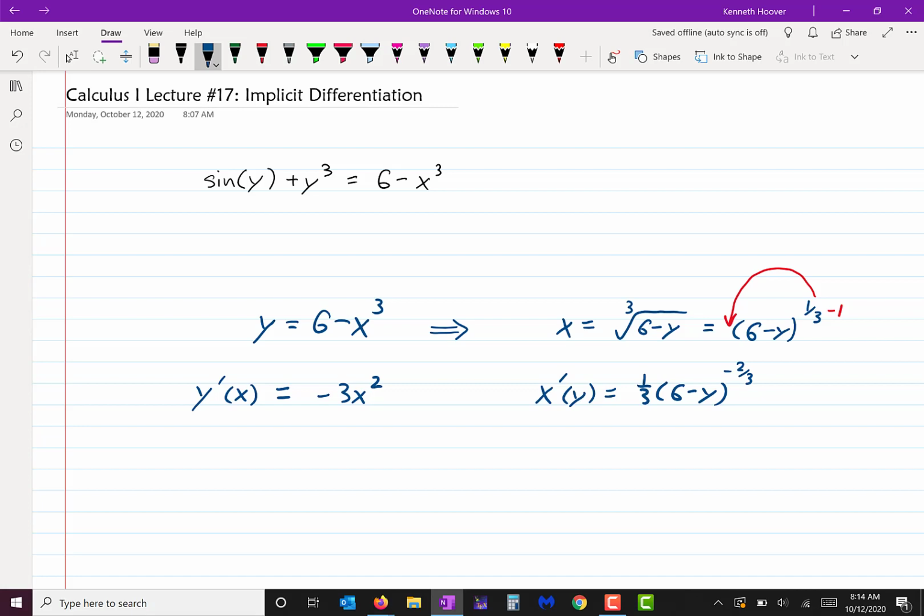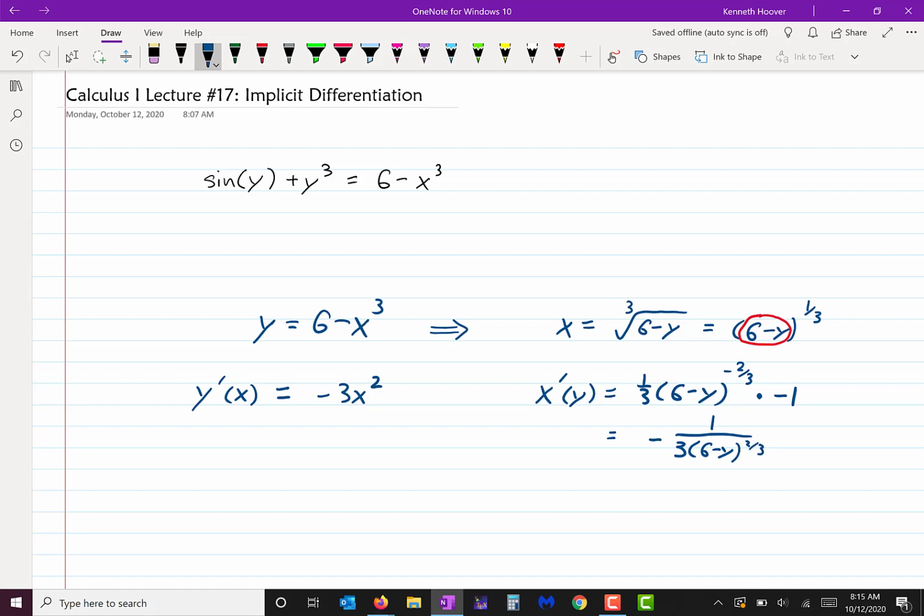And then the chain rule says to multiply times the derivative of the inside. If y is my variable, then the derivative of 6 minus y is negative 1. Okay, so we would end up with negative 1/3 times 6 minus y to the negative 2/3.